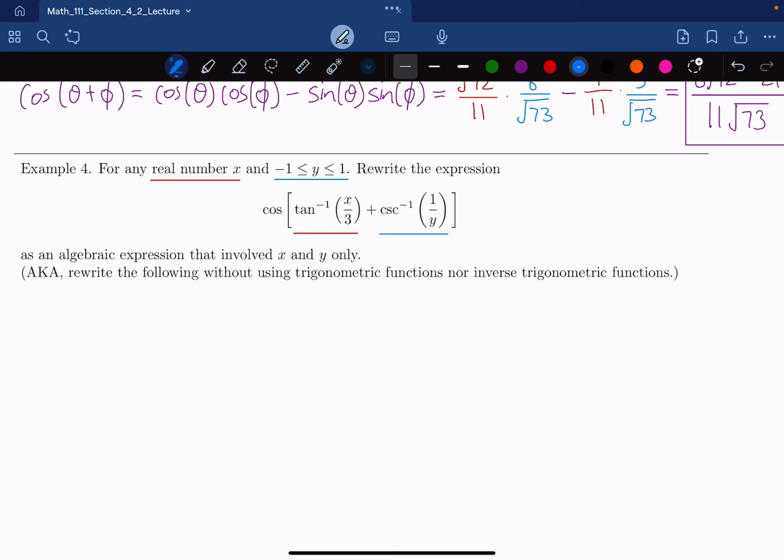This is going to work out the same way as we've done it before, but again, do it with a little bit more steps. Okay, the question here is just as before: rewrite this complicated looking expression as an expression involving x and y only, or another way of saying this is an expression without using trigonometric or inverse trigonometric functions. Okay, here we go. I'm only copying down the question just so I can work with it a little bit better. You do not have to copy down the question.